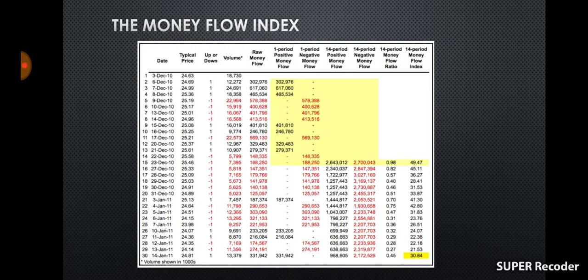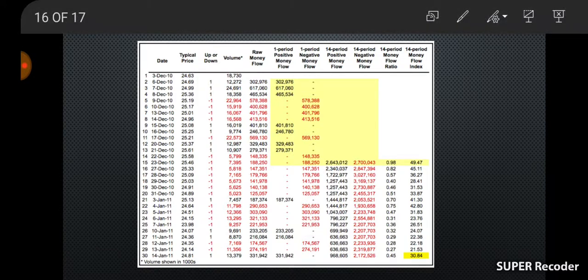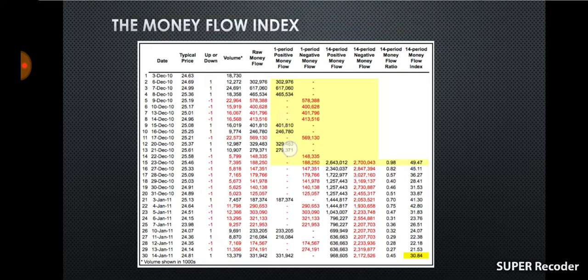Here the figures in black color represent positive money flows, and the figures in red color represent negative money flows. Here we are just adding these positive money flows to get the 14 days positive money flow, and adding all these negative money flows to get the 14 days negative money flow. An average is not calculated here.